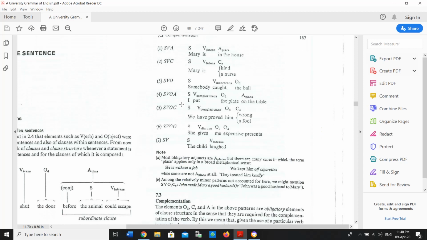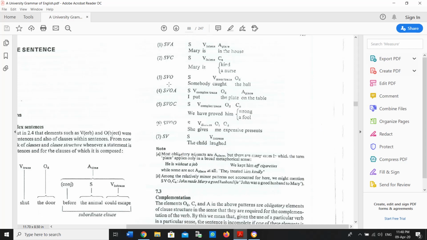Now, we come to the third type, SVO. In this type, the verb will be changed. We are not going to depend on an intensive verb. Rather, we are going to depend on a transitive verb, of the type we call monotransitive. Monotransitive means that this sentence requires only one object. That's why it is mono. In Latin, mono means one.